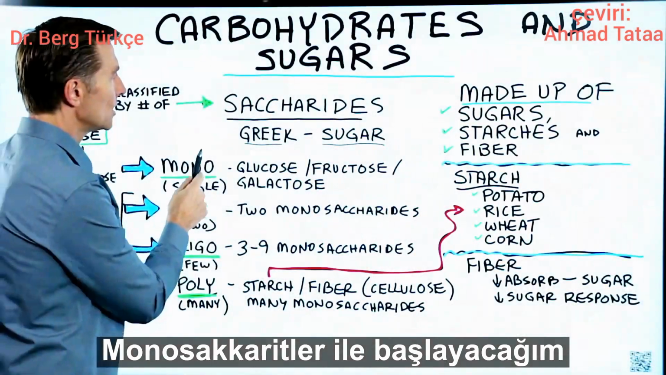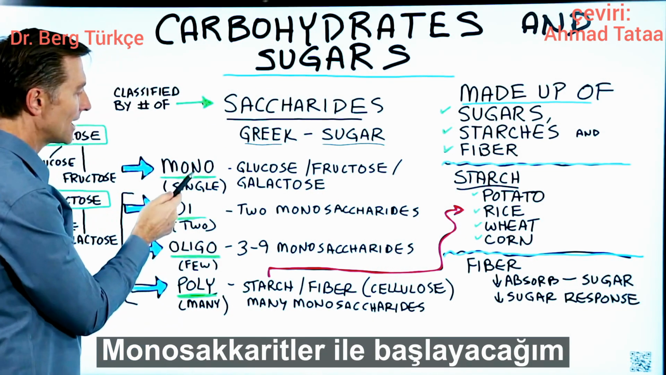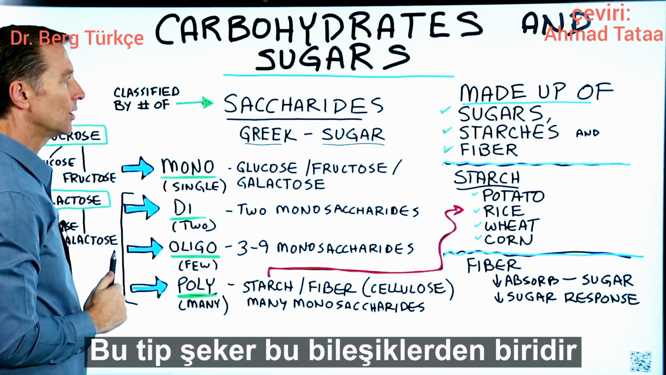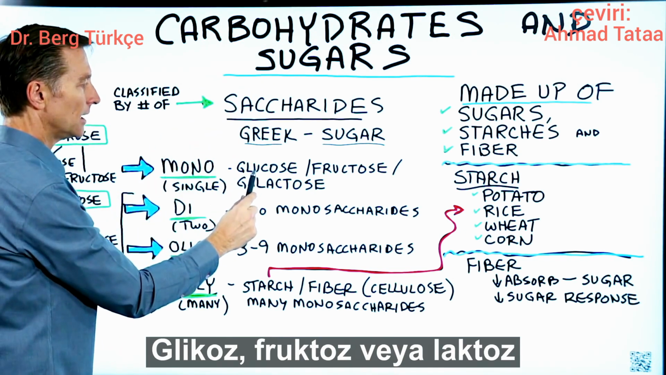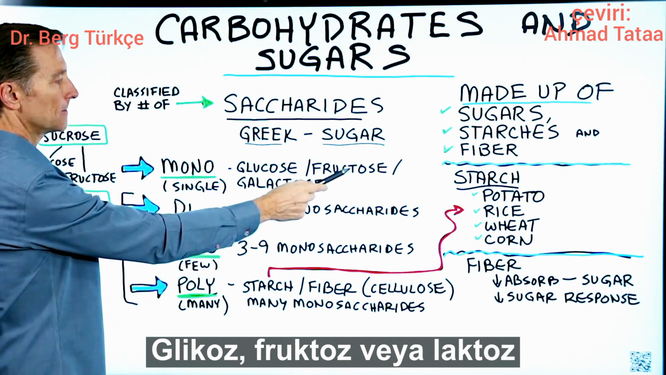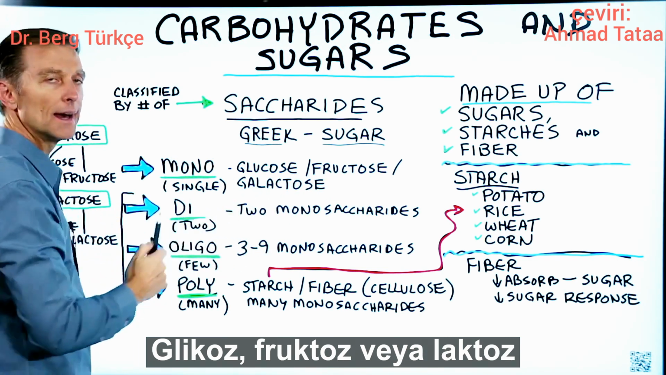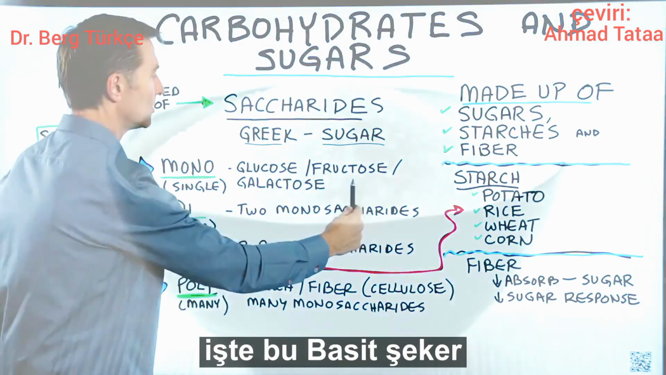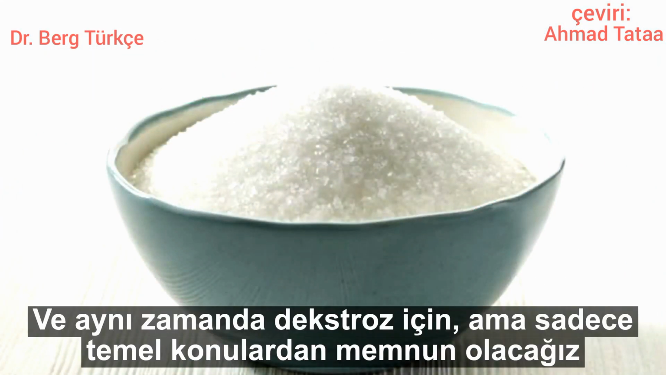Now we have monosaccharides, okay? Mono means single or one. So a monosaccharide would be one of these. That would be glucose or fructose or galactose. This would be considered a simple sugar. You also have dextrose and others, but I'm going to keep it fairly basic.